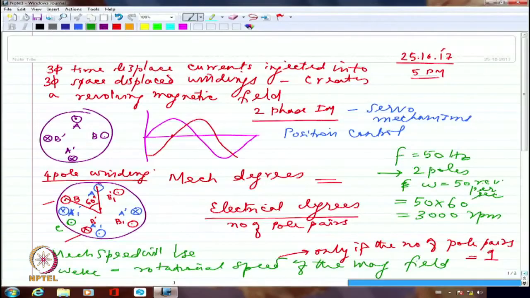That's all. So the more the number of poles, 4 poles or 2 pole pairs. Either way is fine. Either way is fine. Right? Many books write it in terms of pole pair.